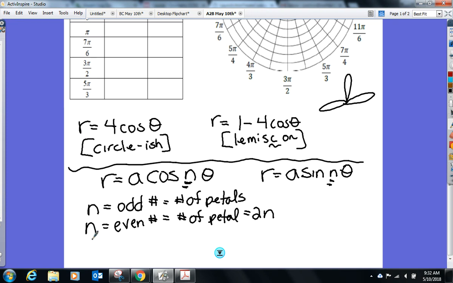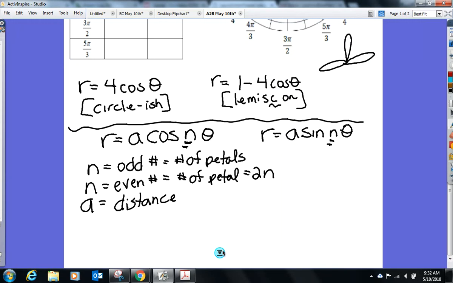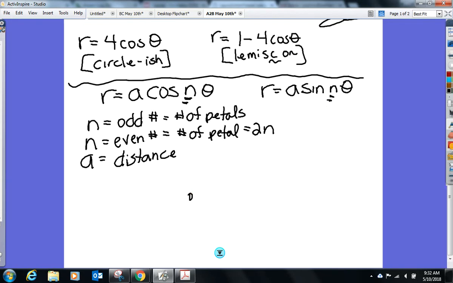Last part, the a value. Whatever number's in front, that's the distance the petals will go out on the polar graph. So a will be the distance of the petals, and I'll show you what I mean right now.